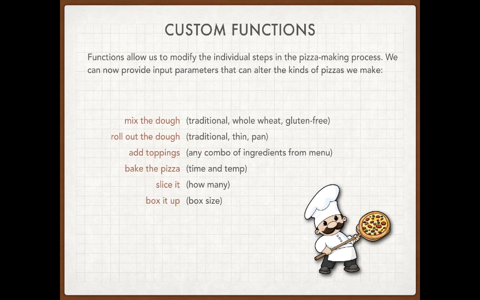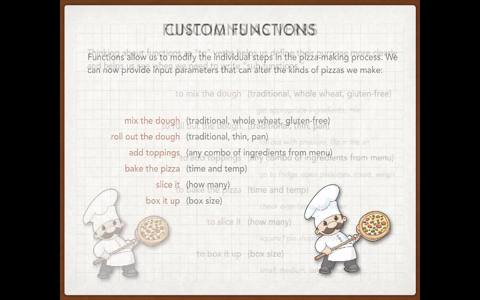So for example, mixing the dough, maybe we give our customers the choice between traditional crust or whole wheat or gluten-free. And so those are input pieces of data that we could send to the robot in order to mix the dough. And similarly, rolling out the dough could be a traditional crust or a thin crust or a pan crust. And then, of course, the toppings, you've got 80 million gajillion different kinds of combinations of ingredients that you can get from the menu. But then, baking it is time and temp, and how many slices do you do, and what's the box size. So there's a lot of other information here that is input into those sub-tasks, right?